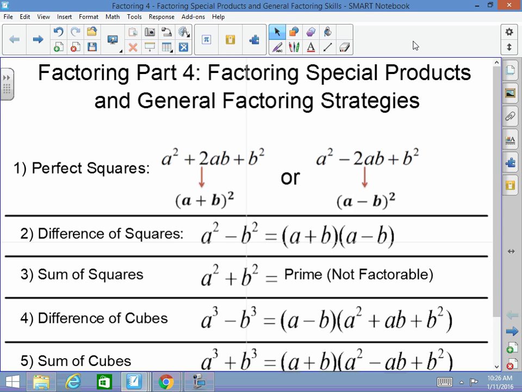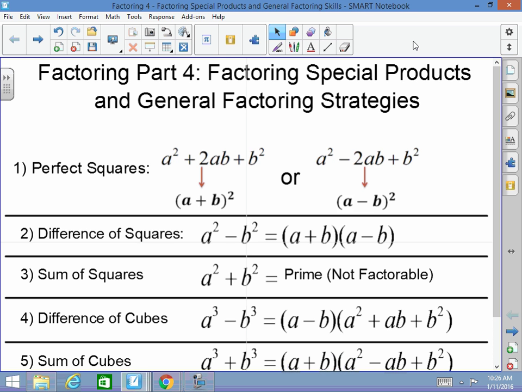All right? Some of these you have to memorize. Some of them you can factor doing the long way. I will let you know which you have to memorize and which you don't. But I do suggest that you memorize all of them because it will behoove you in the long run. I promise you. Okay? So let's first start with perfect squares, guys.